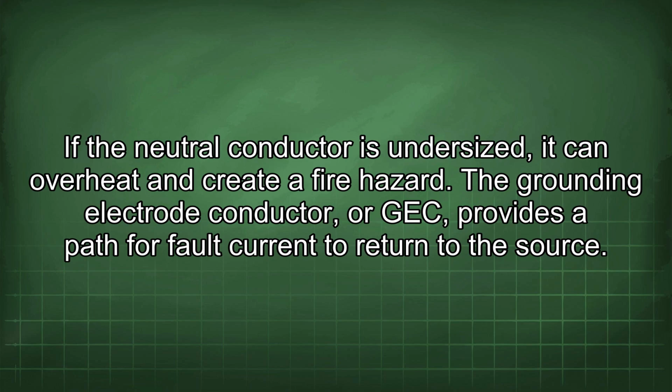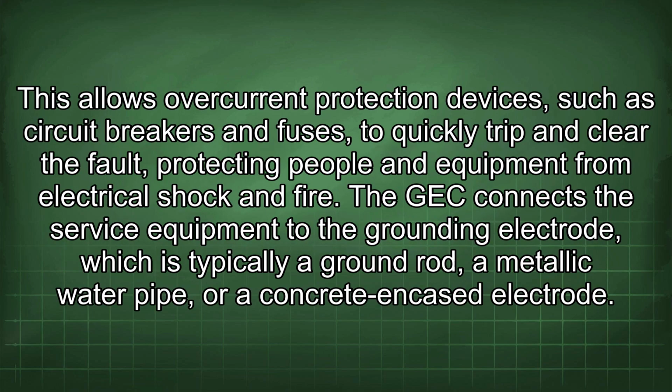The grounding electrode conductor, or GEC, provides a path for fault current to return to the source. This allows overcurrent protection devices, such as circuit breakers and fuses, to quickly trip and clear the fault, protecting people and equipment from electrical shock and fire. The GEC connects the service equipment to the grounding electrode, which is typically a ground rod, a metallic water pipe, or a concrete encased electrode.